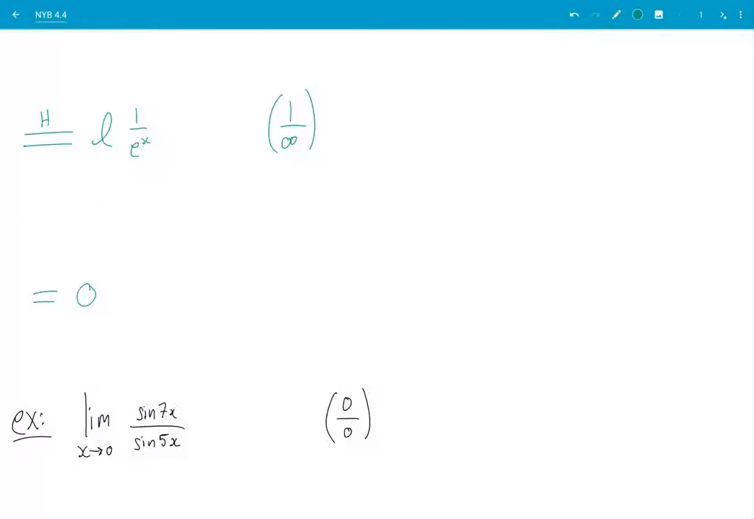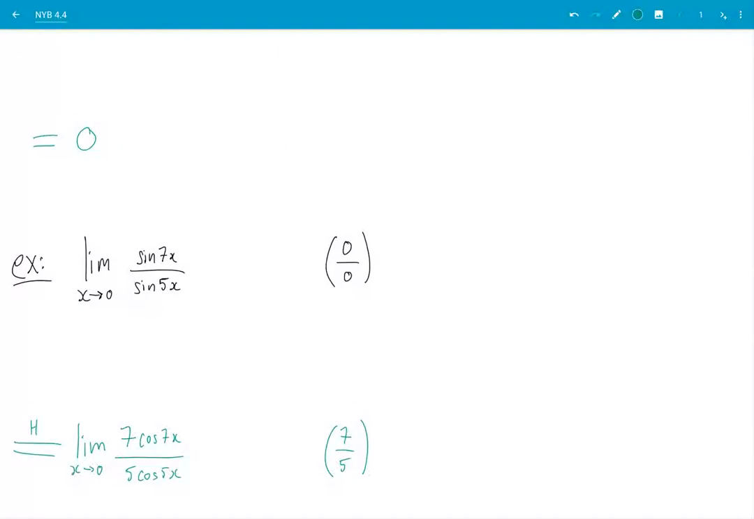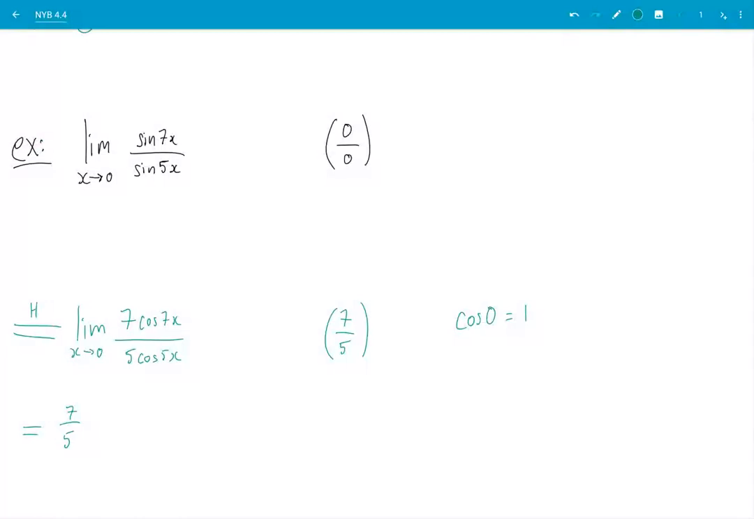Let's go back to our first example. This one's 0 over 0. So I'll apply L'Hopital's rule and get something that is no longer strange. Cosine of 0 is 1. So we've removed our difficulty, so we are done.